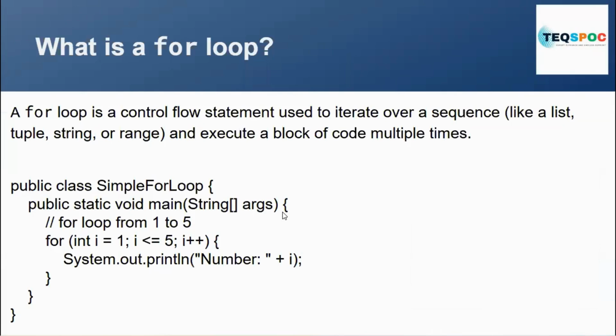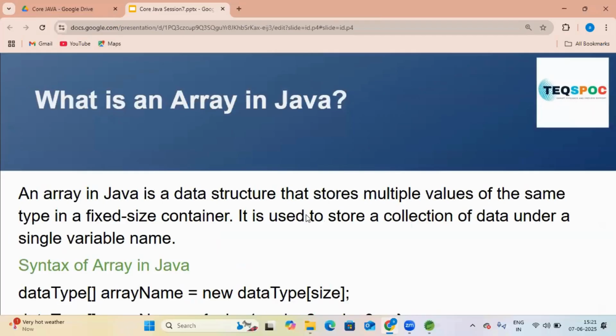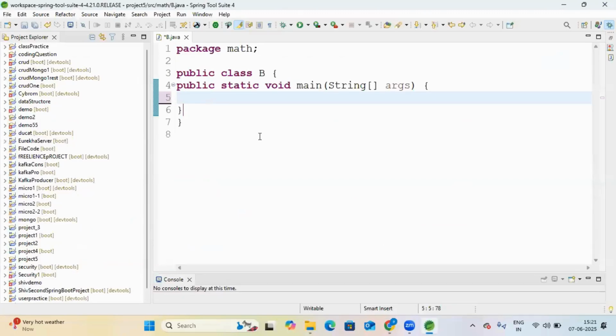A for loop is basically a control statement used to iterate over a sequence like a list, tuple, string, range, and to execute a block of code multiple times. In the previous session we have seen a simple example. Now let me show you some more examples related to a for loop. When you exactly know how many times you want to loop through a block of code, you can use a for loop instead of a while loop.